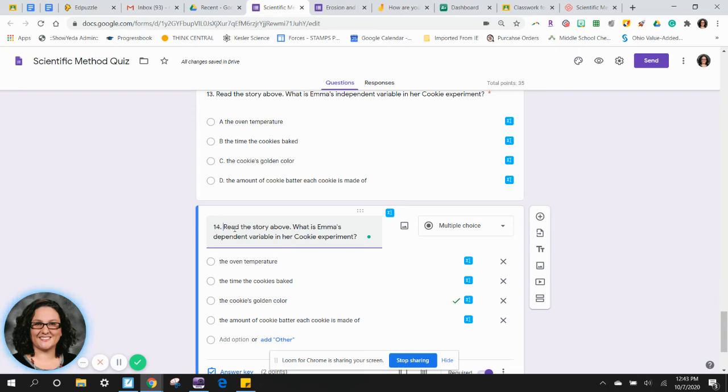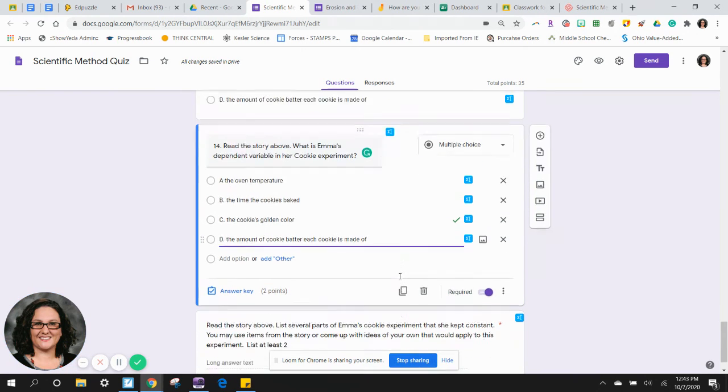In reference to Emma's cookie experiment, what is Emma's dependent variable? What is Emma's dependent variable? A, the oven temperature. B, the time the cookies baked. C, the cookie's golden color. D, the amount of cookie batter each cookie is made of.